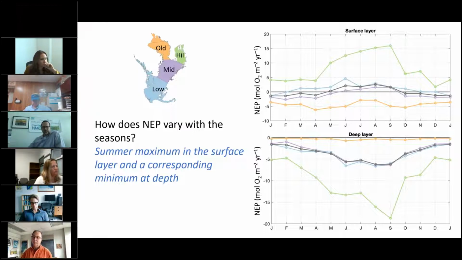And this is what in the open ocean we call a biological pump that produces organic matter in surface waters, exports it to deep waters where that organic matter gets consumed. And that biological pump seems to be quite active in Hillsborough Bay, and in all of the systems, it tends to be strongest during the summer. Next slide.